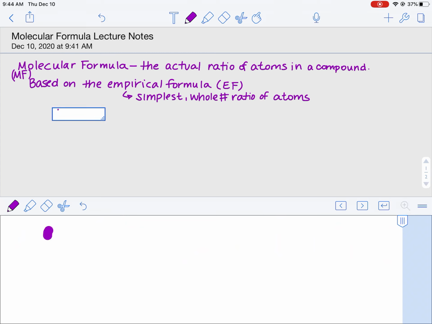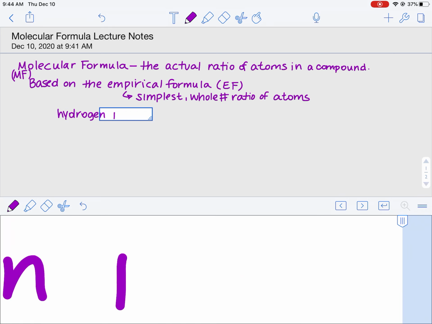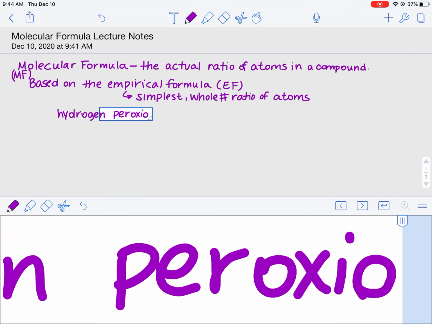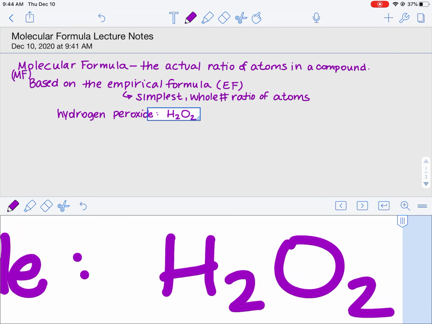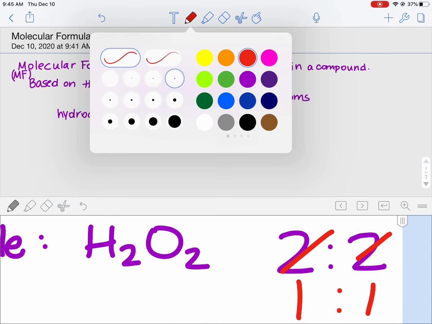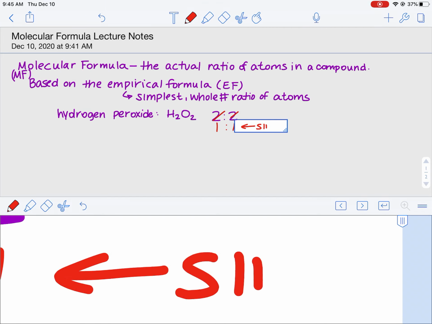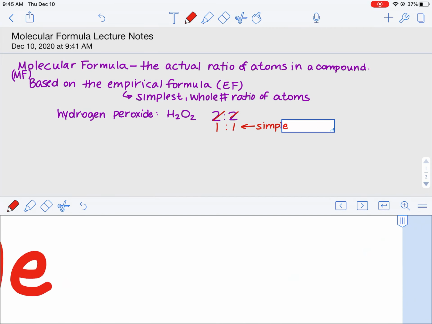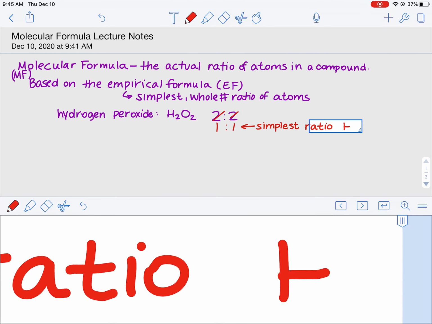And the example that we gave last class was hydrogen peroxide, where its formula is H2O2. As you look at this ratio of 2 to 2, we know that it can be reduced to 1 to 1. So the simplest ratio here gives us the formula HO.